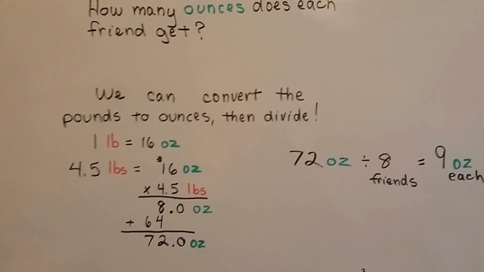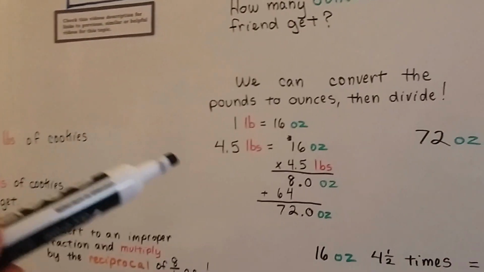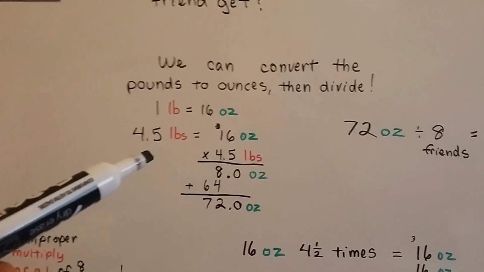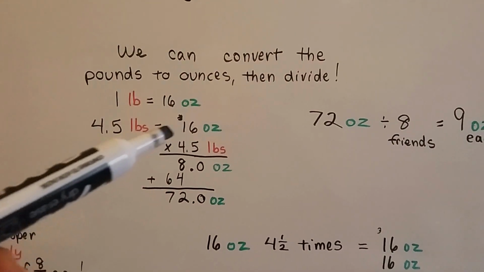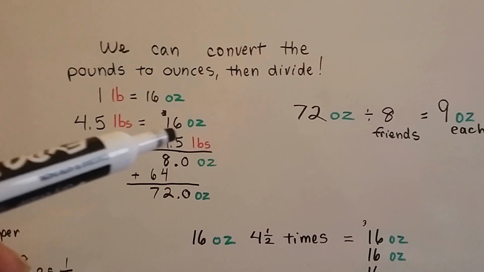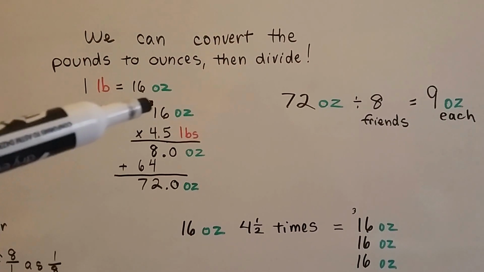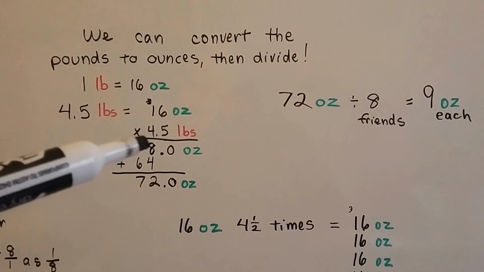1 pound is 16 ounces. The 4.5 pounds that she made can be written as 4.5 as a decimal. We'll multiply 16 ounces times 4.5. 5 times 6 is 30. We carry the 3 and put the 0 down. 5 times 1 is 5, plus the 3 is 8. We put the 8 down.